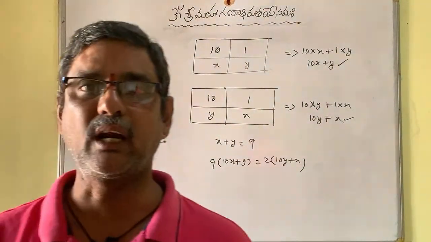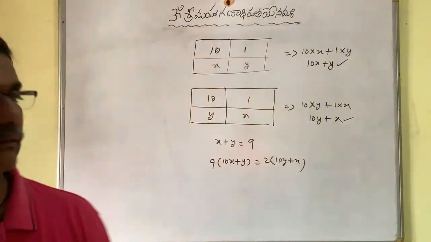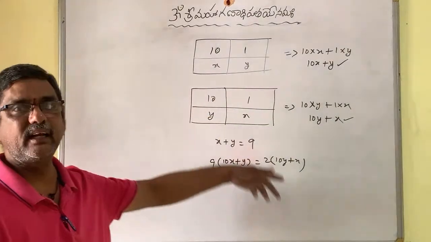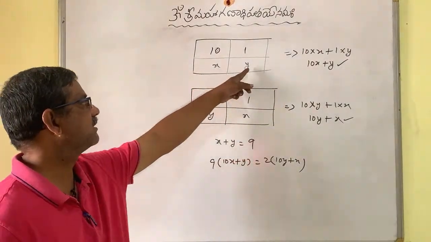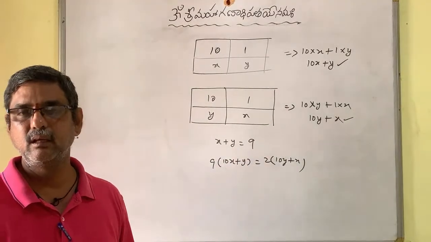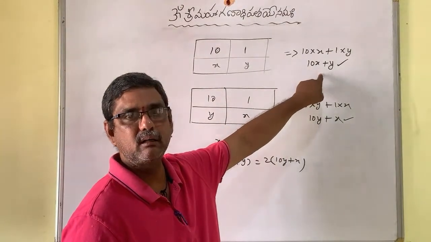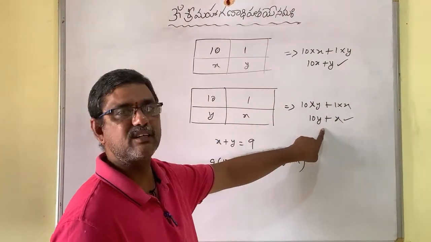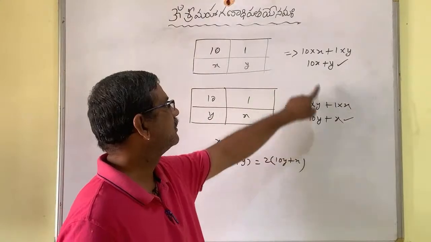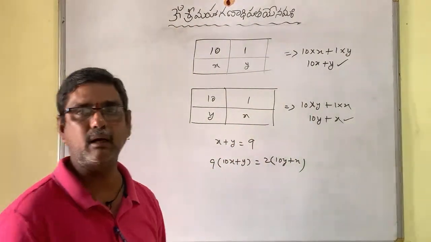Two conditions, children. First condition, sum of the digits is 9. I wrote it. Here the digits: tens digit x, ones digit y. So sum of the digits, x plus y, is 9. Now second condition, 9 times the 2-digit number is equal to twice the reversed number.